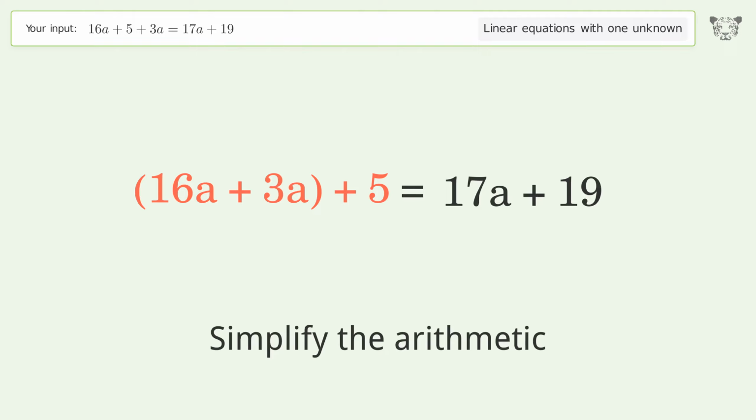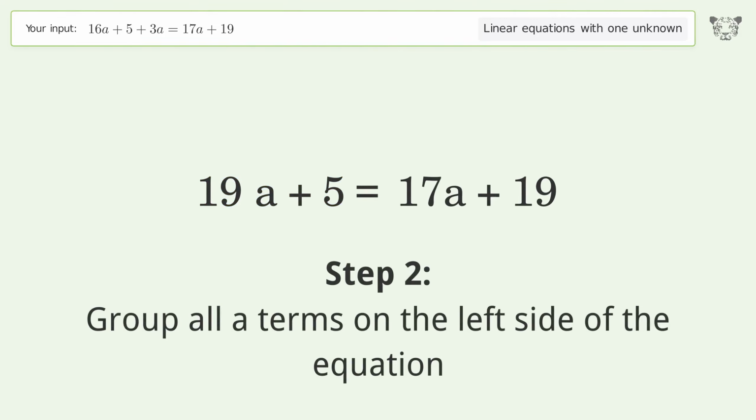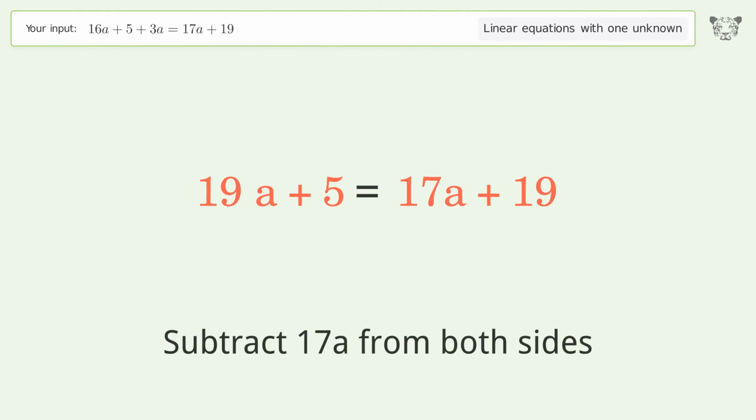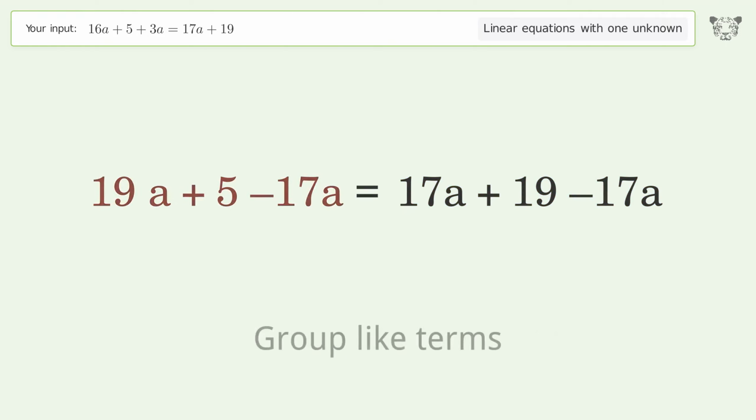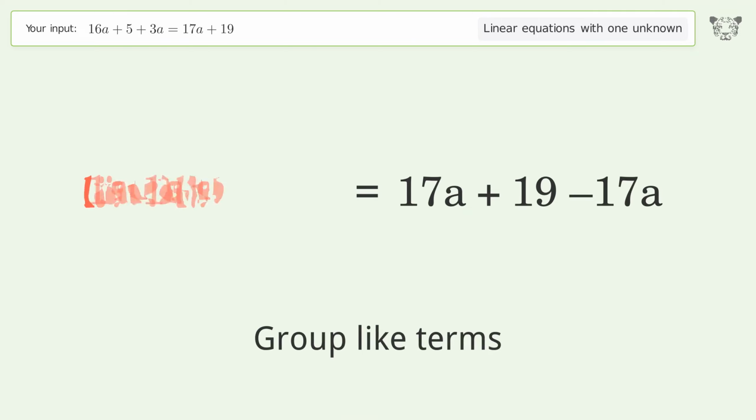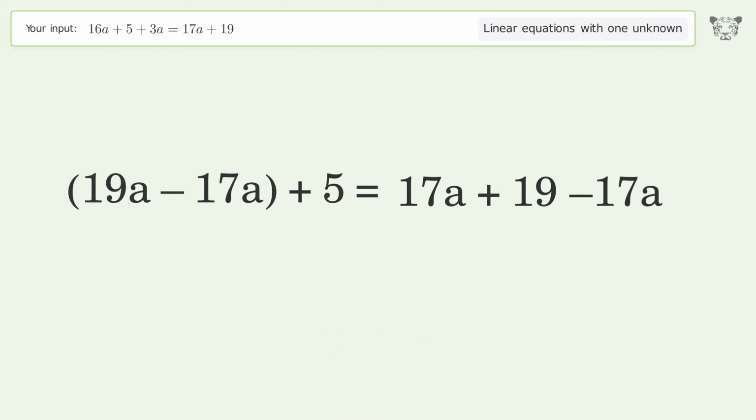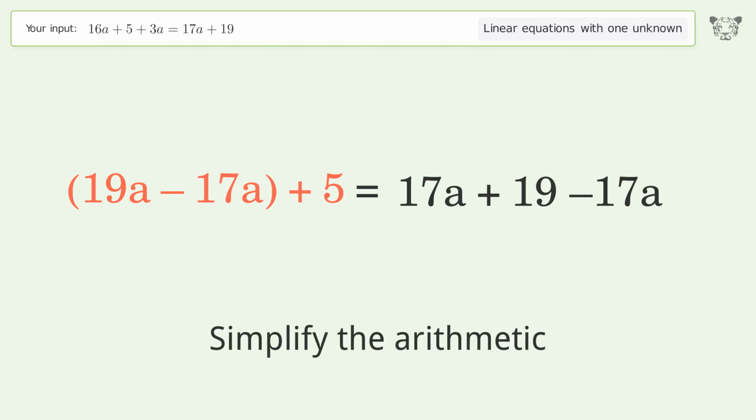Simplify the arithmetic. Group all a terms on the left side of the equation. Subtract 17a from both sides. Group like terms. Simplify the arithmetic.